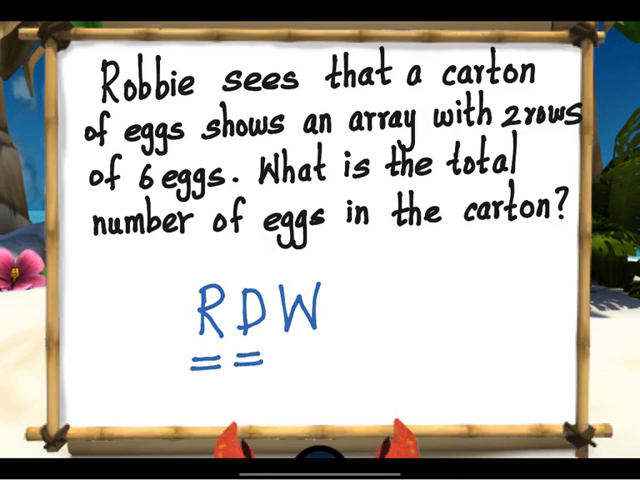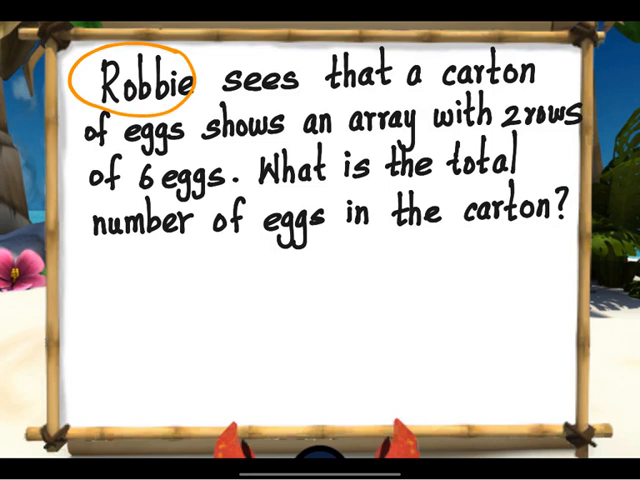The second step is D, draw a picture. Okay, and the last step is W. So find the answer and then you have to write the statement. So let us start. Okay, the character here is called Robbie and he sees a carton of eggs and the array is, what is the array here? Array is 2 rows of 6 eggs. What is the total number of eggs in the carton?